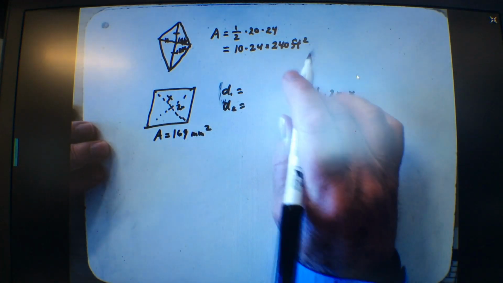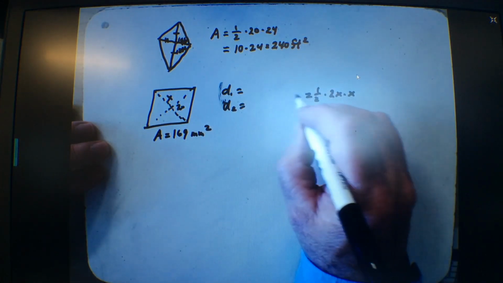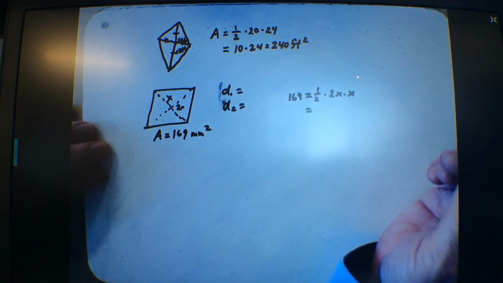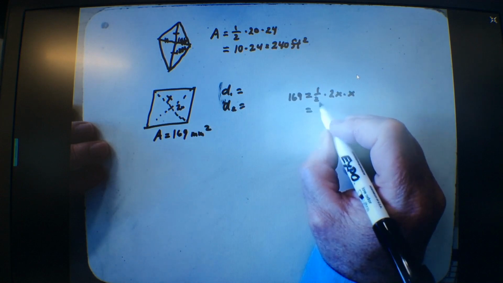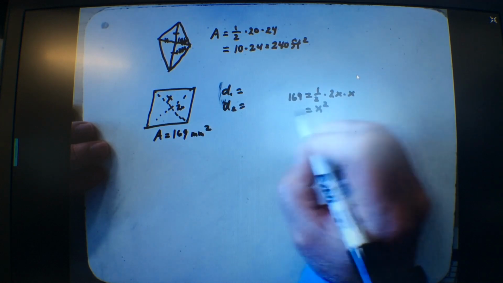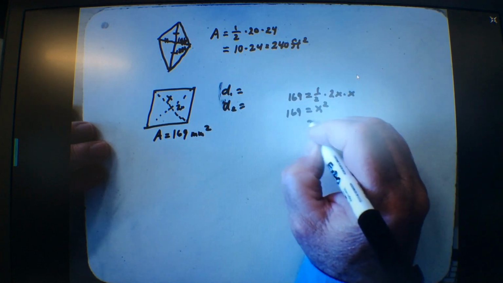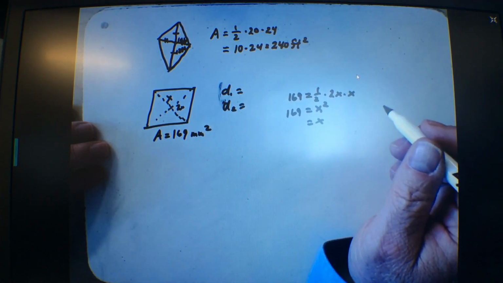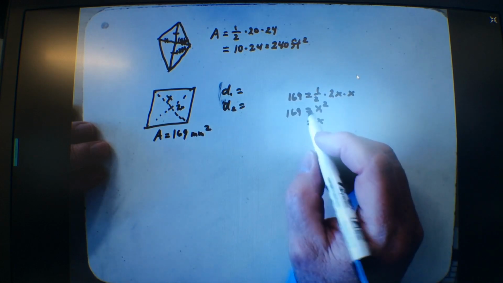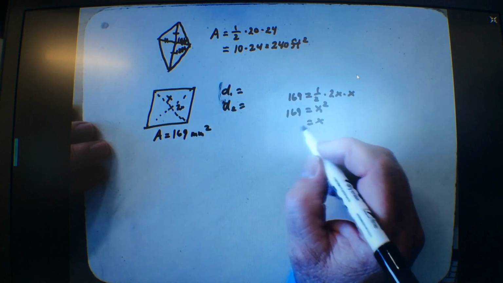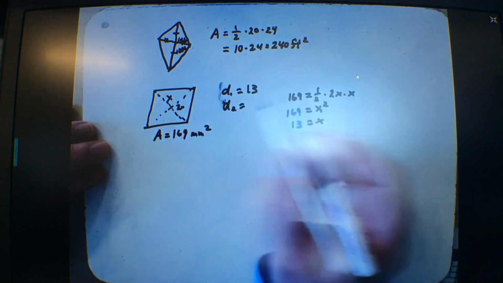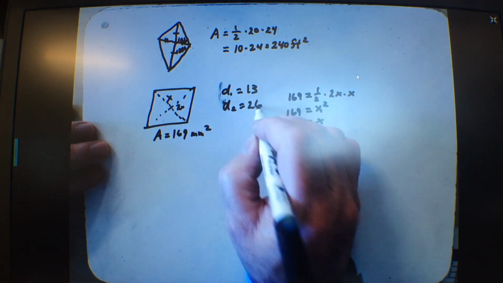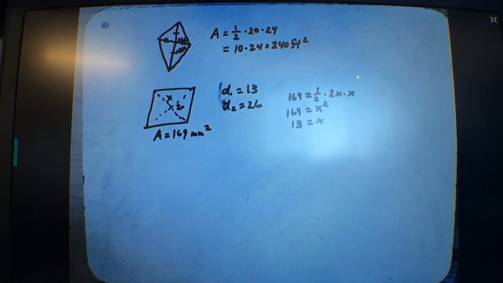But we know the area. What is the area? 169. So I can plug that into the formula. What is 1/2 of 2? 1. So what I have on this side is just x squared, and on this side is 169. So what does x equal? The square root of 169, which is 13. Right? Diagonal 1 is 13. How big is diagonal 2? 26. Now, that's fairly easy, isn't it?